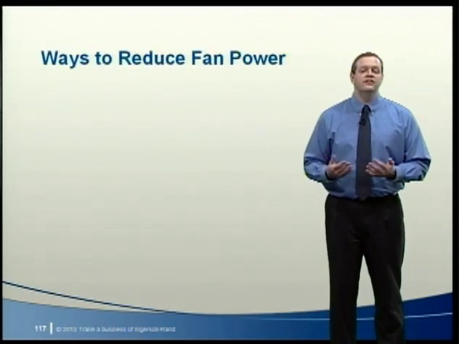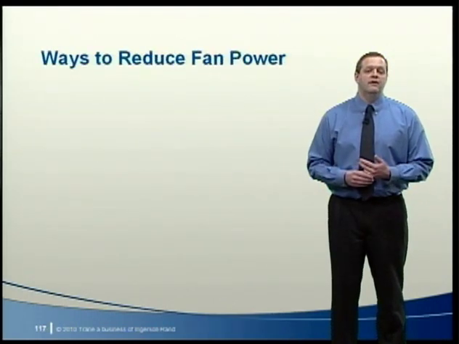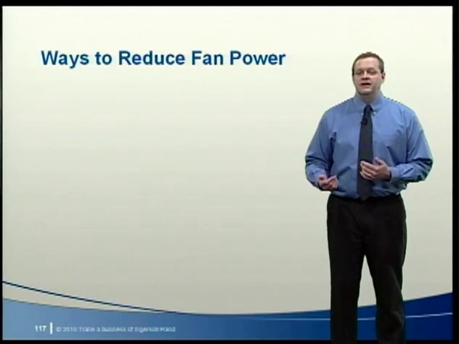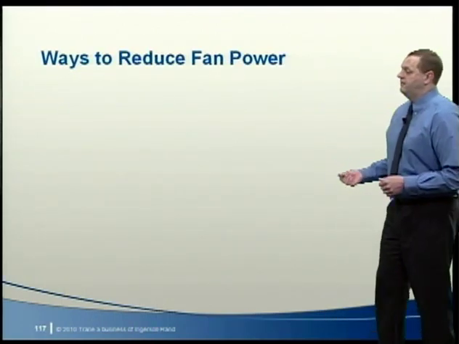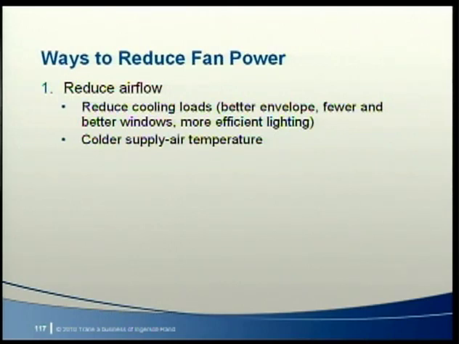For a given project, if the overall fan system power exceeds the maximum limit allowed by ASHRAE 90.1, here are some ways to reduce fan power. First, if you have your choice, don't move as much air. Of course, this should always begin with reducing the load. Improvements to the building envelope, fewer and better windows, and more efficient lighting are all examples of ways to reduce the building cooling load, which would then require less airflow.